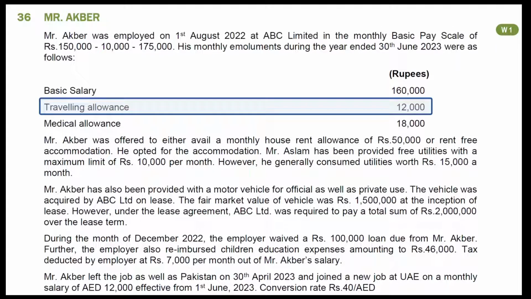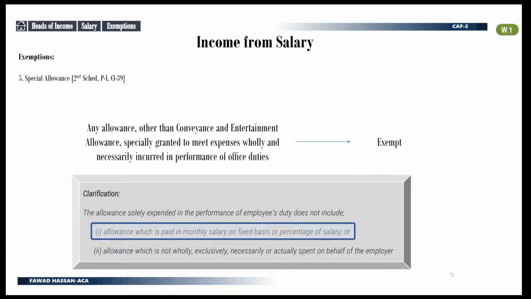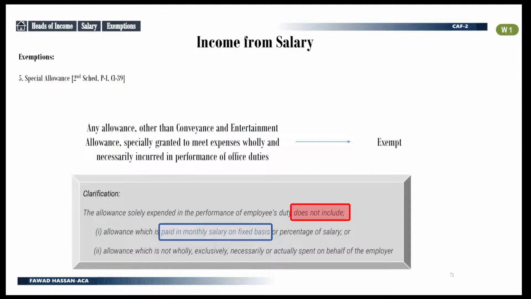Next information is about traveling allowance. Usually traveling allowance is given to meet expenses during traveling for official purposes. Recall notes slide. Such allowances are exempt from tax. But there is a clarification, which says that if such allowance is given in monthly salary on fixed basis, then such regularly paid allowances will not be exempt. Therefore, traveling allowance of 12,000 per month will be taxable. Mention it in your working.